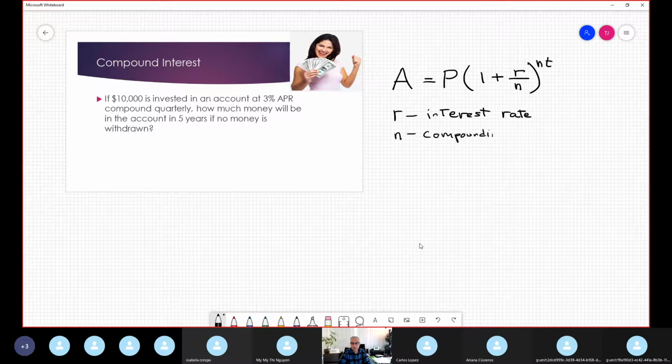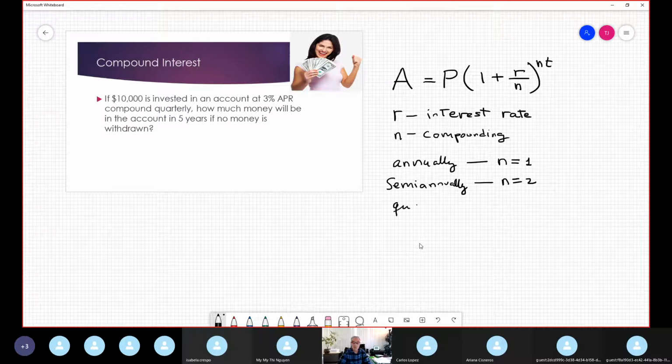Compounding means the number of payment periods in 1 year. For example, annually means N is 1, because in 1 year we have one payment. The bank rewards you with one specific amount of money. If it is semi-annually, N is equal to 2, and so on.